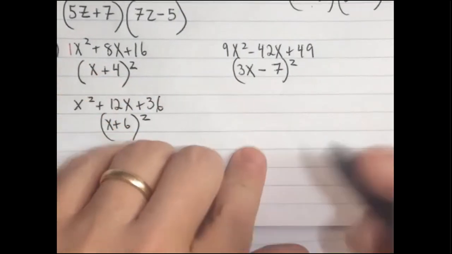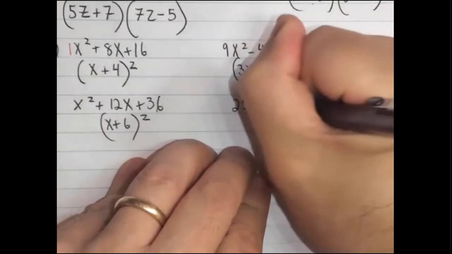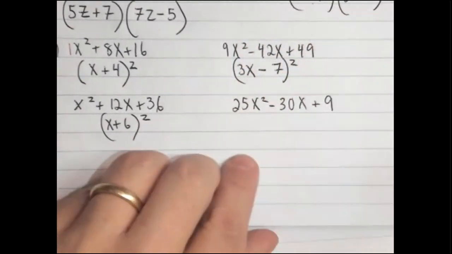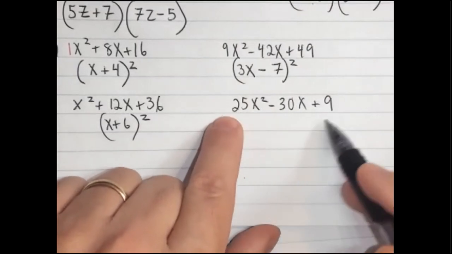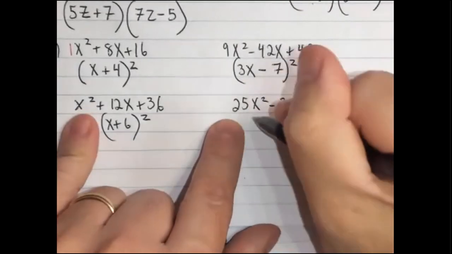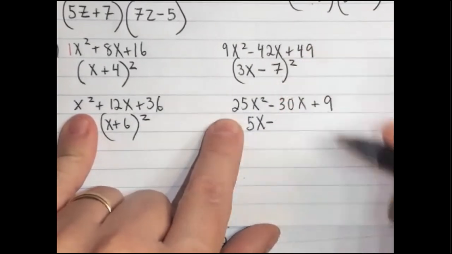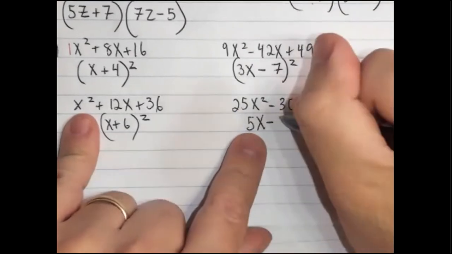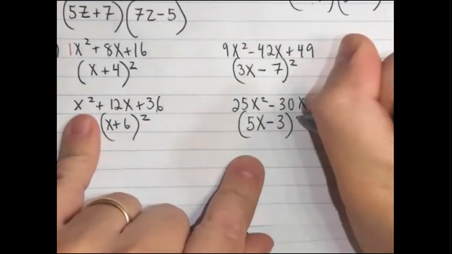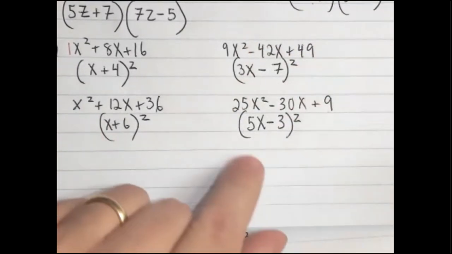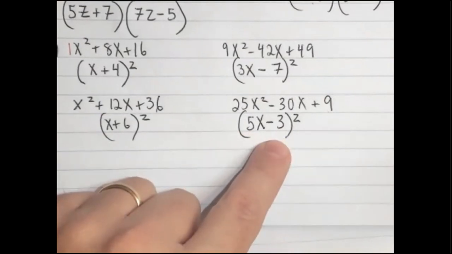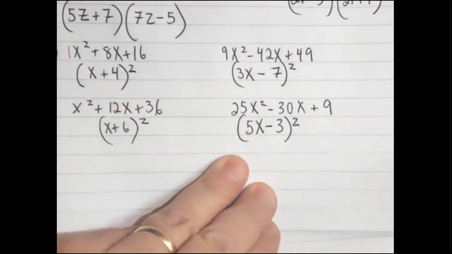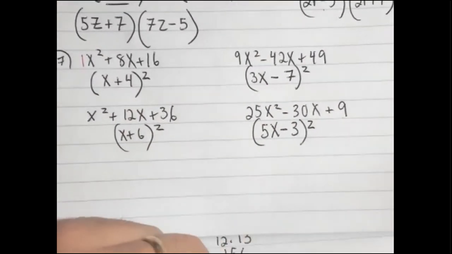We'll do one more example of that. Again, 25 is a perfect square, 9 is a perfect square. Square root of 25 is 5. Since it's minus, it's going to be minus, and the square root of 9 is 3, squared. And again, 5 times 3 is 15, and 15 doubled gives me the 30. So those are your perfect squares.